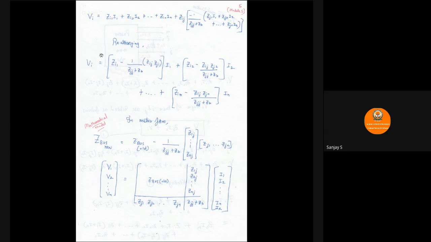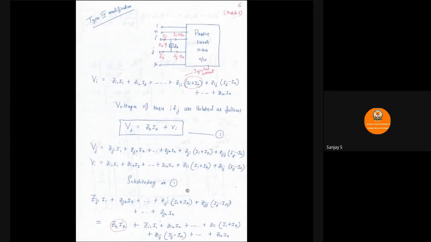The previous expression, if we write it in matrix form, we have a voltage column matrix on the left side, and on the right side we have a Z bus matrix, and then the current column matrix I1, I2 up to In, and then we represent Ik at the end. So Z1j, Z2j up to Znj, Zj1, Zj2 up to Zjn over here, and Zjj plus Zb will be there as the diagonal element.